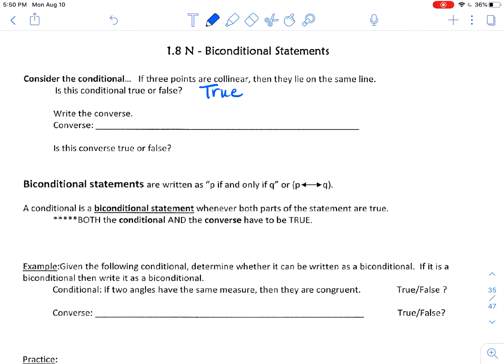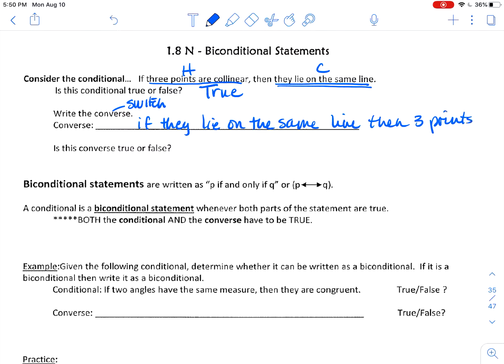So yesterday we practiced this. And when we're writing the converse, we switch. So let's identify hypothesis and conclusion. So our converse is: if they lie on the same line, then 3 points are collinear. Is this converse true or false? Well, if they're on the same line, by definition, they are collinear. So this guy is true.